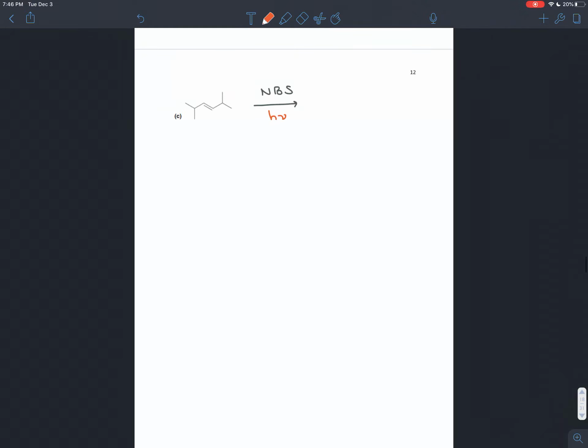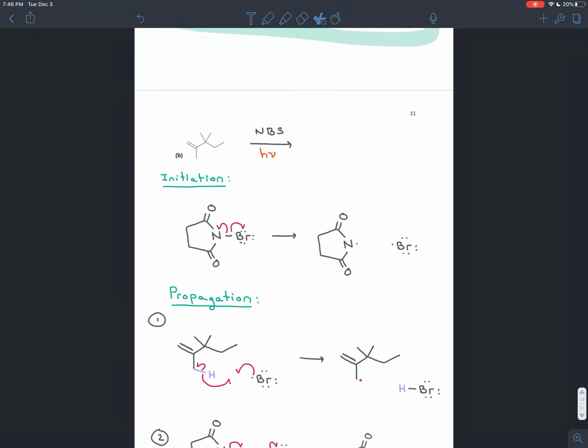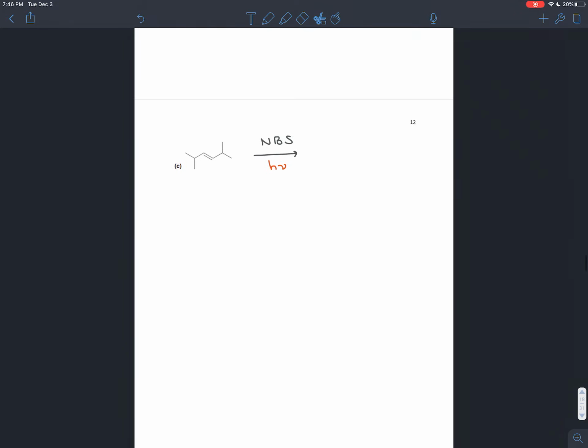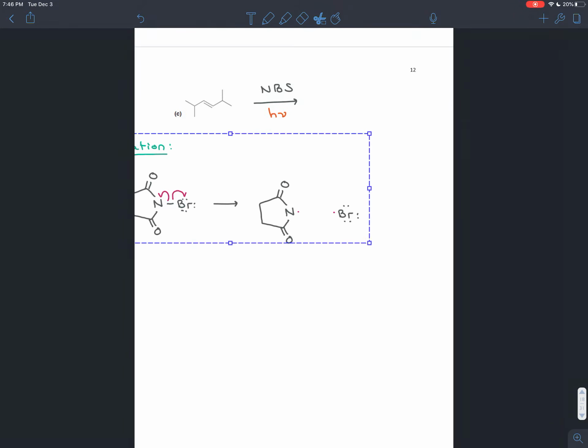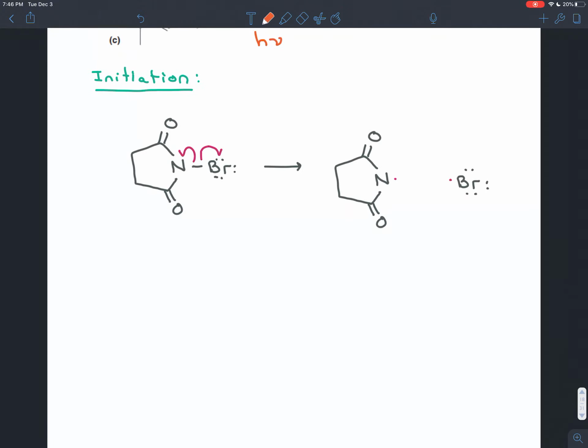Well, anytime you have a radical reaction, and when you see NBS, you want to think, okay, that's going to be a source of bromine radicals. Anytime you have a radical reaction, you have 3 steps: the beginning, the middle, and the end. The initiation step, the propagation step, and the termination step. In the initiation step, if you have N-bromosuccinimide, the initiation step is always the breaking of the bond between the nitrogen and the bromine on N-bromosuccinimide.